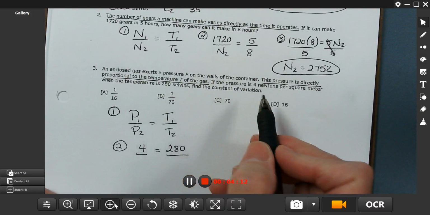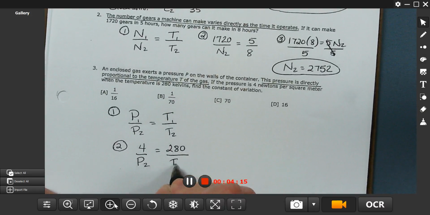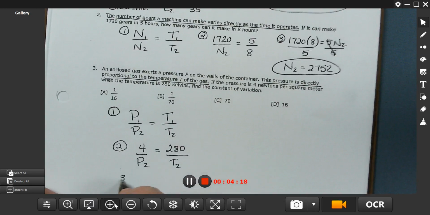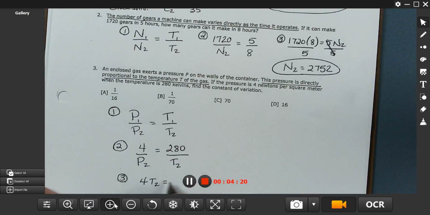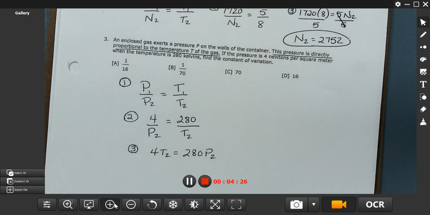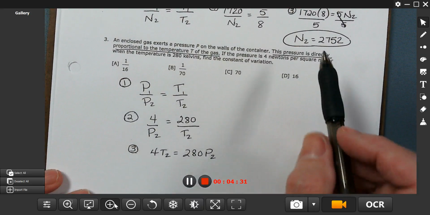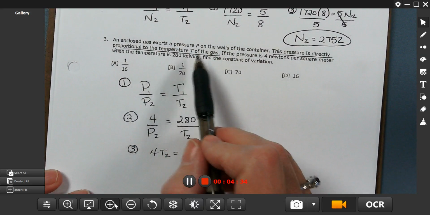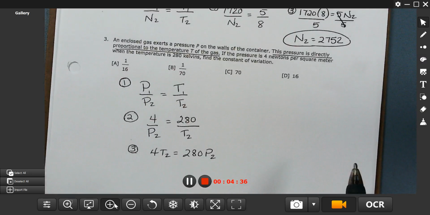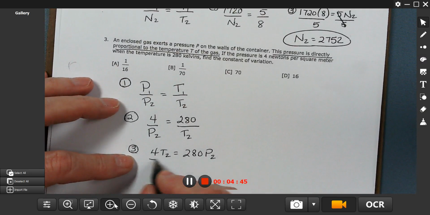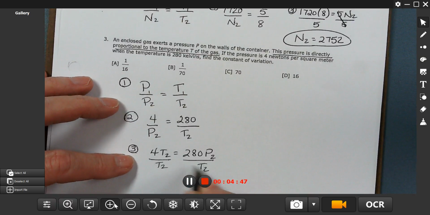Find the constant of variation. So we don't know what these are. Okay? So what we're going to do is we're going to cross multiply. Okay? Then we need to think. What is it that they're talking about? It says the pressure is directly proportional to the temperature. So it's pressure to temperature. That should sound like a ratio to you. So what we're going to do is we're going to divide by the T so we can get pressure to temperature, but we're going to also divide by the 280.